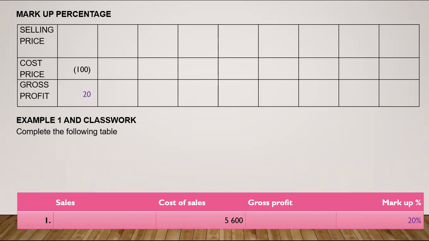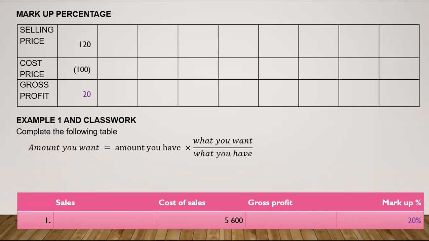To determine the sales value or the sales percentage or the selling price, it'll be at 100%. You will use the simple principle here. To get the amount you want, you take the amount you have, you multiply it by the percentage you want, you divide it by the percentage you have.